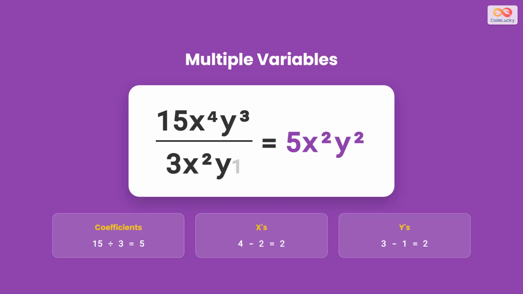What if there is more than one variable? You just do the same thing for each letter. Here we have 15x to the fourth y cubed divided by 3x squared y. 15 divided by 3 is 5. For the x's, 4 minus 2 is 2. For the y's, 3 minus 1 is 2. The answer is 5x squared y squared.